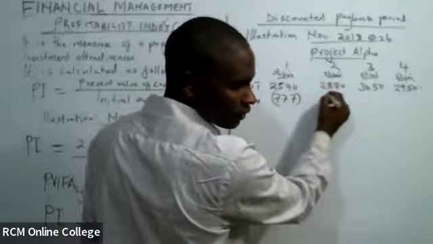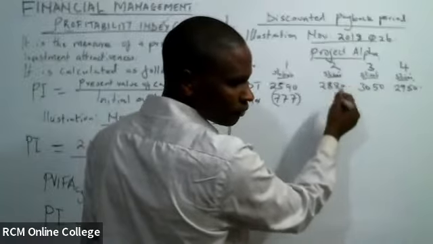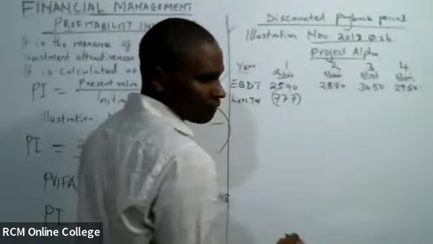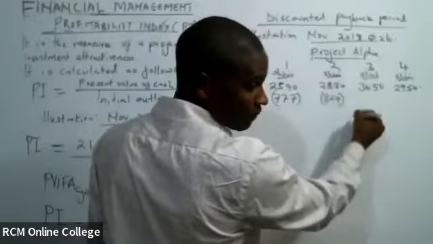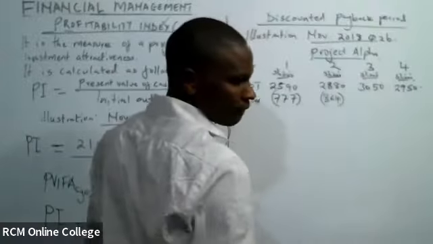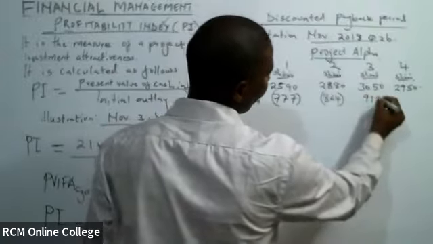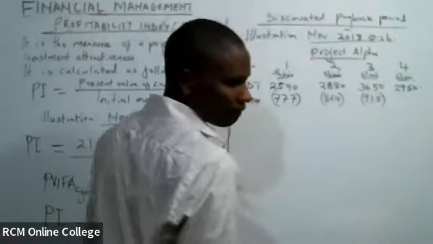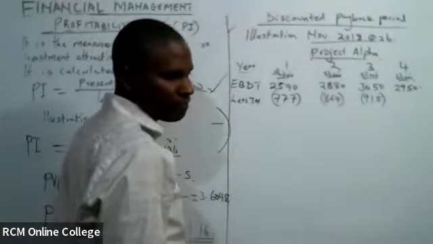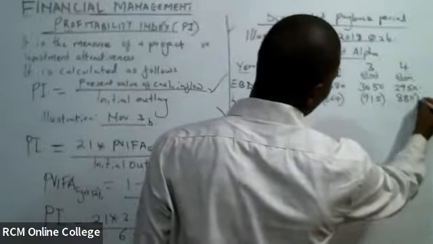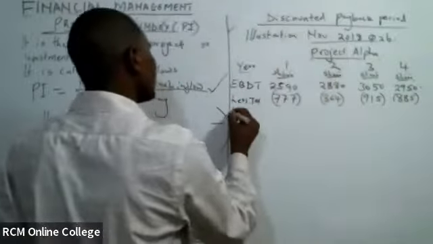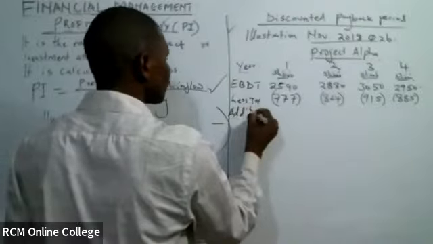The next one. 777. 864. The next one? 915. Next one. Next one. 885. Good. Then we add DTS.